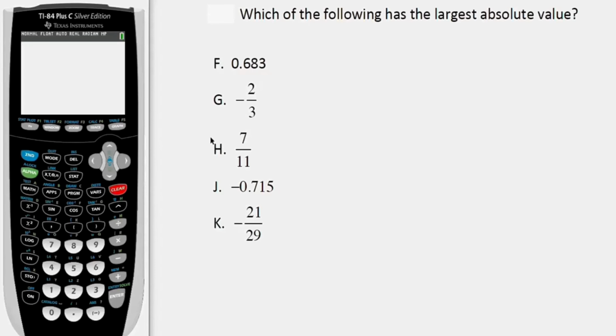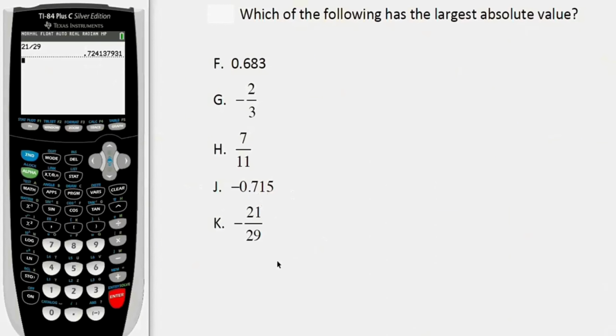But let's check 21 over 29. 21 divided by 29. Let's see the output. We have 0.72. Now guys, 0.72 is higher than 0.71. This option K has a negative value, but because of the presence of absolute value, it is now a positive number, no longer a negative number. So we are now considering 21 over 29, no longer negative 21 over 29. So 0.72 is higher than 0.71.